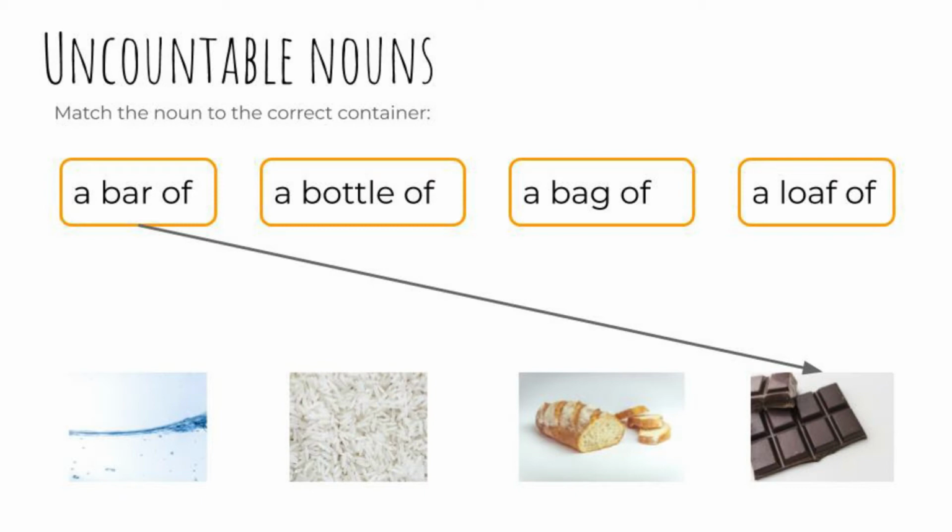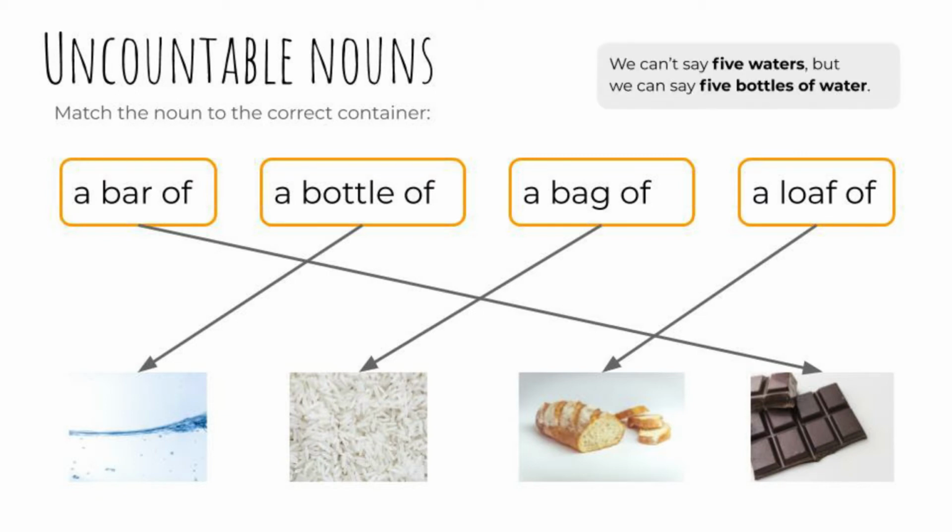Okay. A bottle of water. Next, a bag of rice. Well done. And finally, a loaf of bread. All of these pictures are uncountable nouns. We can't say 5 waters, but we can say 5 bottles of water. We can only count them if we put them in something else.